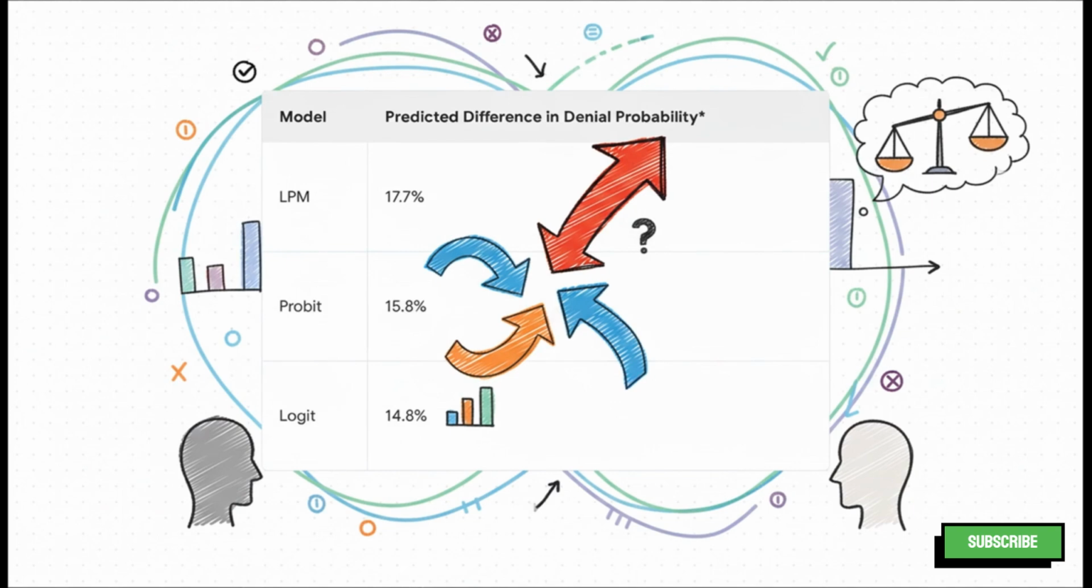And this table just confirms what we saw in the graph. We're looking at the predicted difference in denial probability between a black and a white applicant here. Look at Probit and Logit, 15.8% and 14.8%. Super close. But the LPM, it's a bit of an outlier at 17.7%. It just goes to show how using that flawed model can actually change your conclusions.